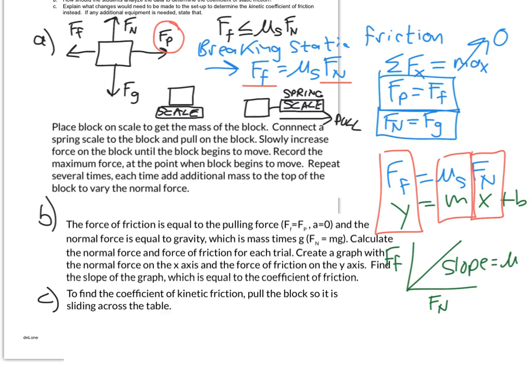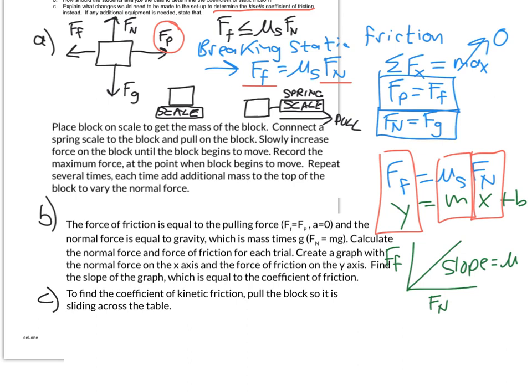For this last part here, we want to know how we could change this so that we're now solving for the coefficient of kinetic friction rather than the coefficient of static friction. And really the key is with kinetic we're moving, sliding, instead of static when we were stationary. So the first thing we're going to need to do is actually get the object moving, to a point where it's sliding rather than just bringing it to that point where it begins to slide.